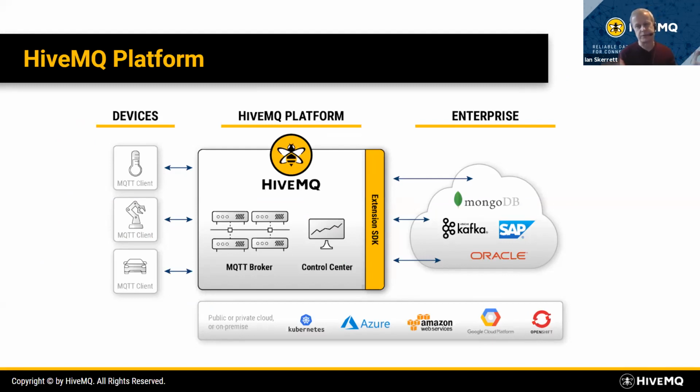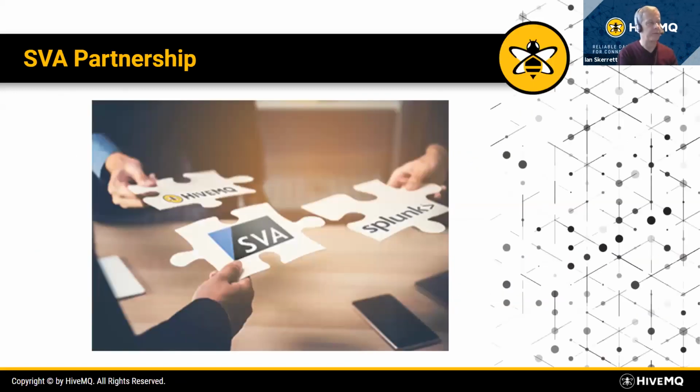We have a control center for doing monitoring and observability of your IoT application, and also we have the ability to write extensions, and we're going to show an example of an extension in this webinar, where you can actually redirect your MQTT data and put it into another enterprise service like Splunk, like Kafka, like MongoDB, et cetera. So a very flexible platform that we provide for our customers. So I'm going to skip over that just in the interest of time.